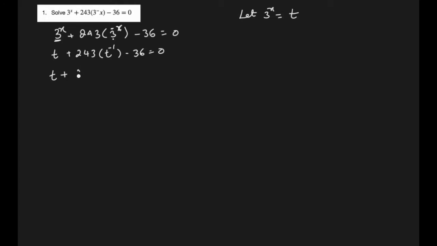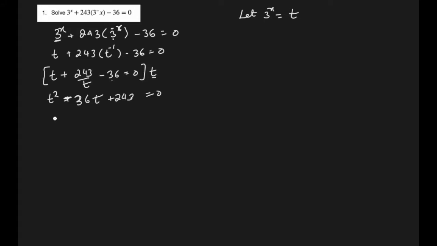or t plus 243 over t. To make it positive, we make it a denominator, minus 36 equal to 0. Now we will multiply the whole equation by t to get rid of this denominator t. So t multiplied by t will be t square. This t and this t will cancel out. That was the purpose. 243 here, and minus 36 t equal to 0. And we got our quadratic equation that we can solve.